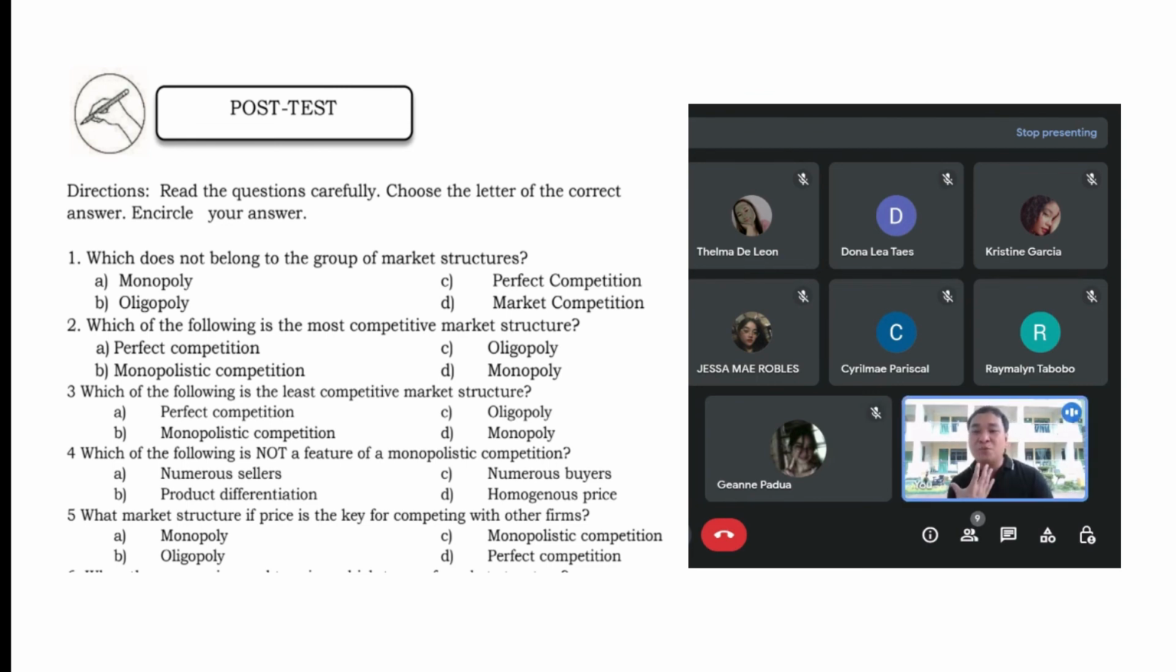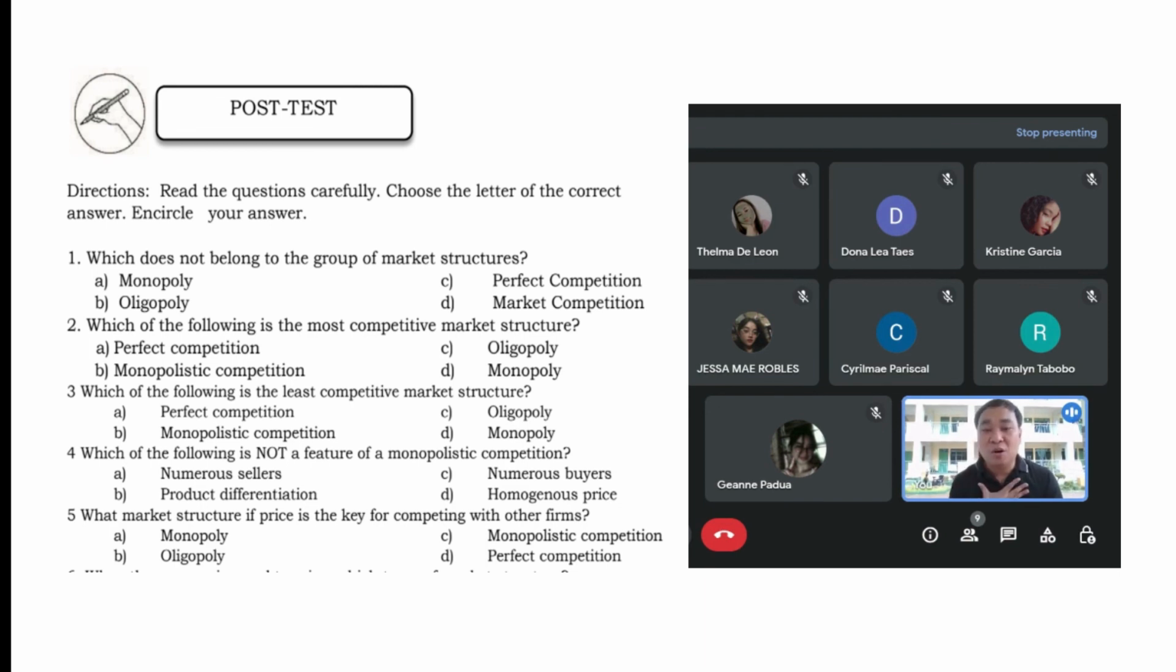Correct. How about number three? Which of the following is the least competitive market structure? Sir, letter C po. Correct. How about number four? Which of the following is not a feature of monopolistic competition? What's the answer? Letter D. Okay, ulitin natin. For number one, the answer is letter D. Number two is A. And then number three is D. And then number four is D. And then number five is D.